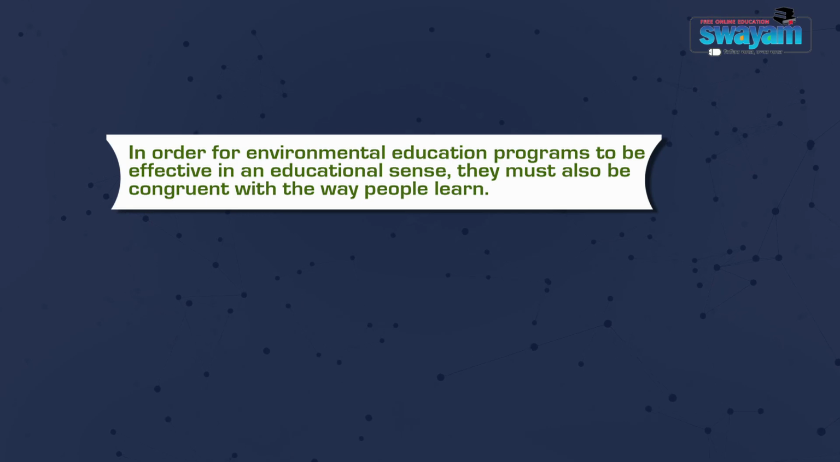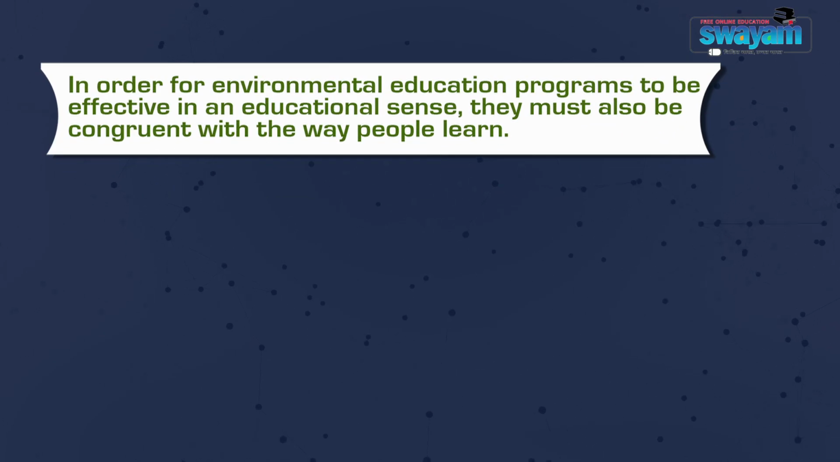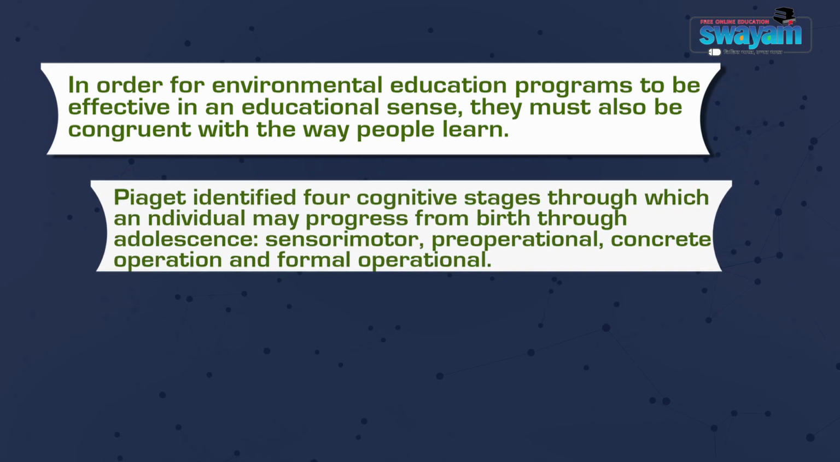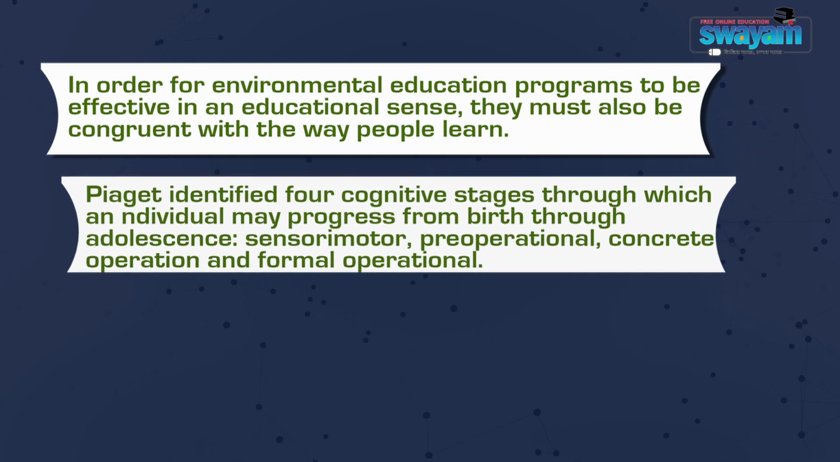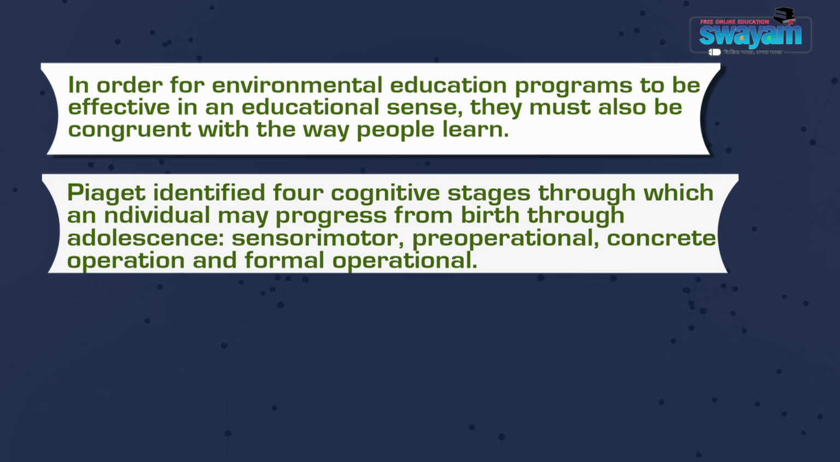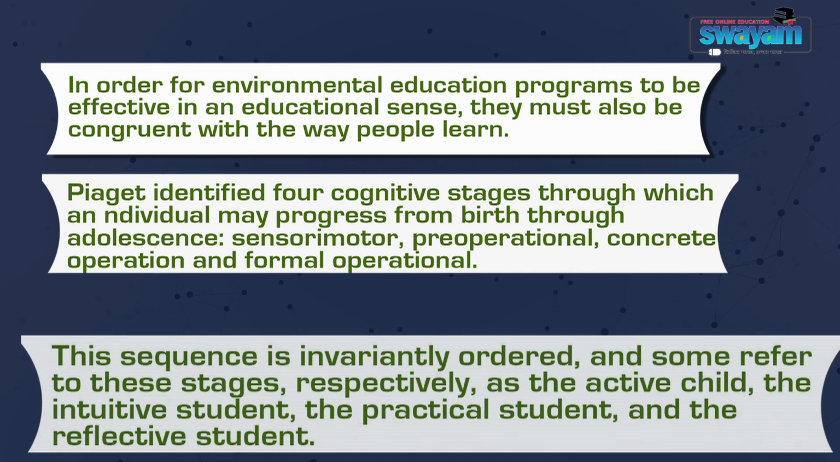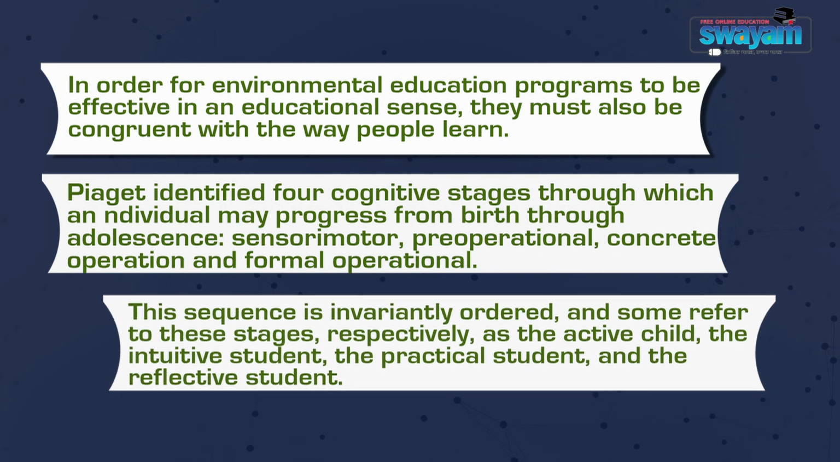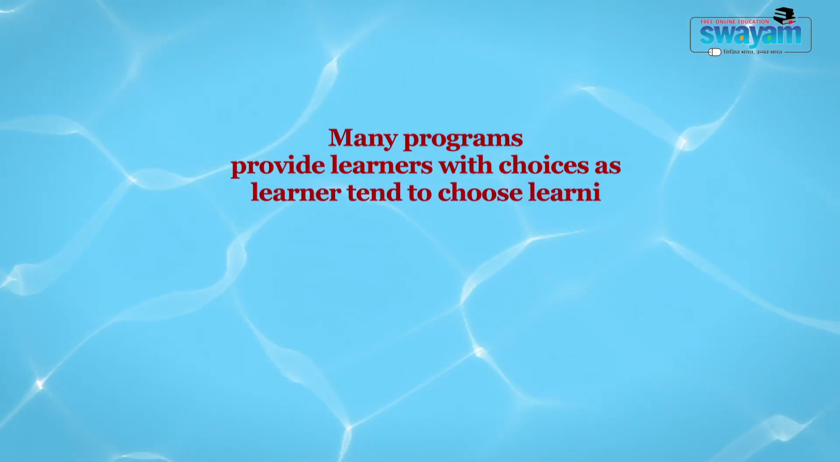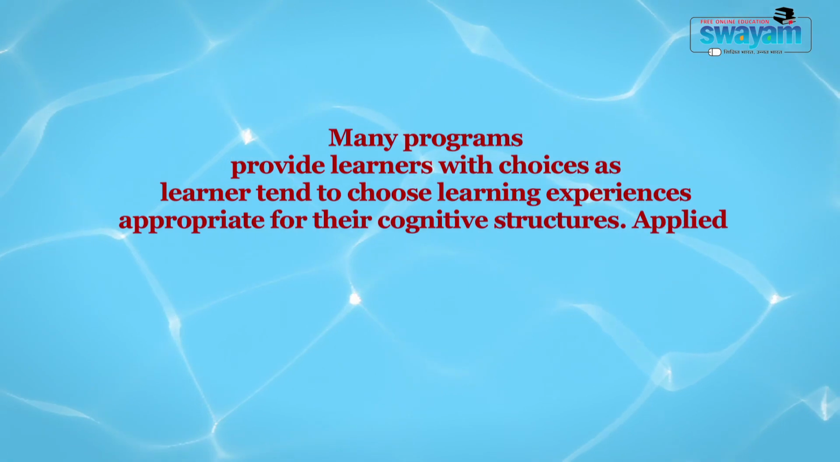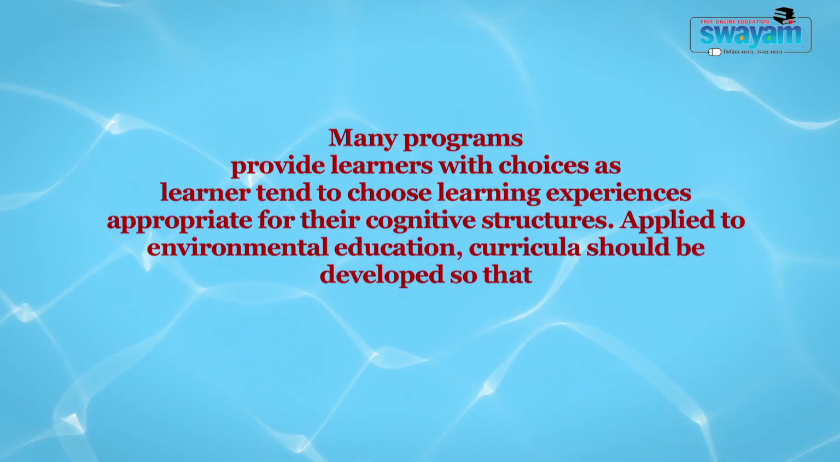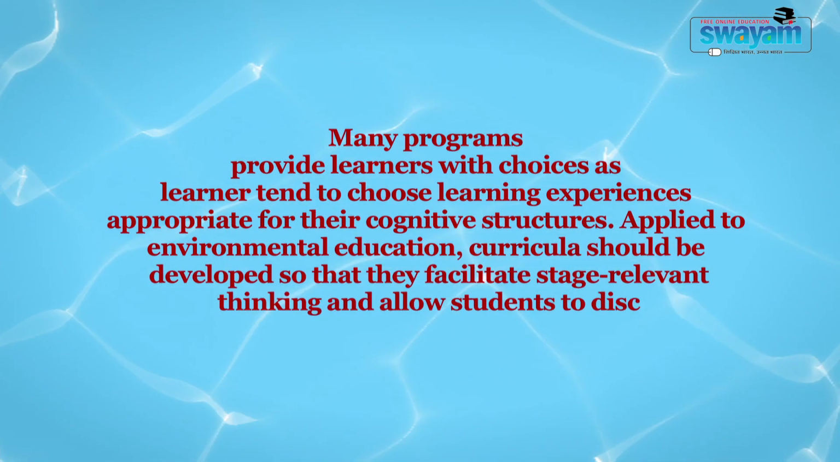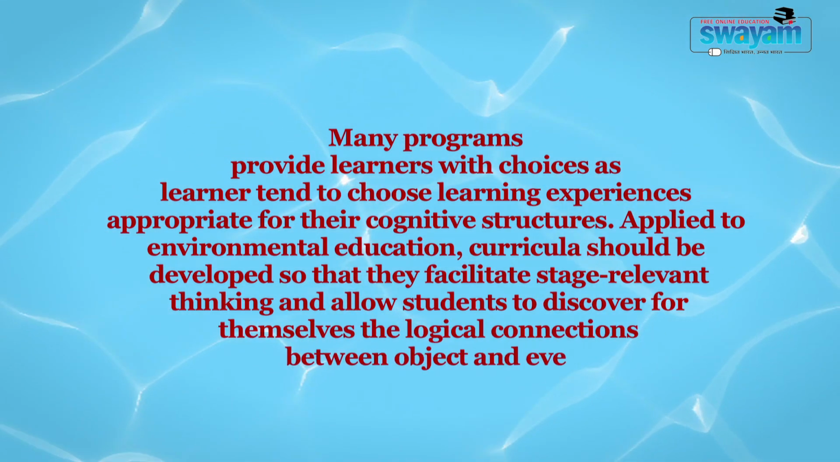In order for environmental education programs to be effective in an educational way, they must also be congruent with the way people learn. For this, I would like to highlight Piaget, whose theory identified four cognitive stages through which an individual may progress from birth through adolescence: sensorimotor, pre-operational, concrete operational, and formal operational stage. This sequence is invariantly ordered, and some refer to these stages respectively as the active child, the intuitive student, the practical student, and the reflective student. Many programs provide learners with choices, as learners tend to choose learning experiences appropriate for their cognitive structures. Applied to environmental education, curricula should be developed so that they facilitate stage-relevant thinking and allow students to discover for themselves the logical connections between objects and events.